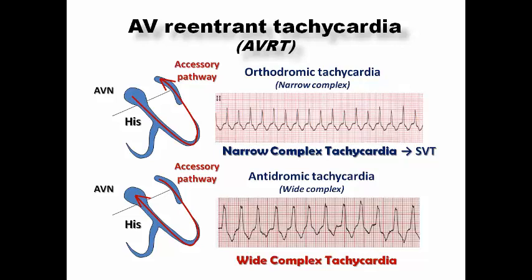So we have the orthodromic, which from its name means something straight, and the antidromic, something in reverse. Orthodromic goes antegradely through the normal pathway, the AV node, but retrograde through the accessory pathway. Antidromic, from its name, is against all the rules, so it passes antegradely through the accessory pathway and then retrogradely through the AV node.